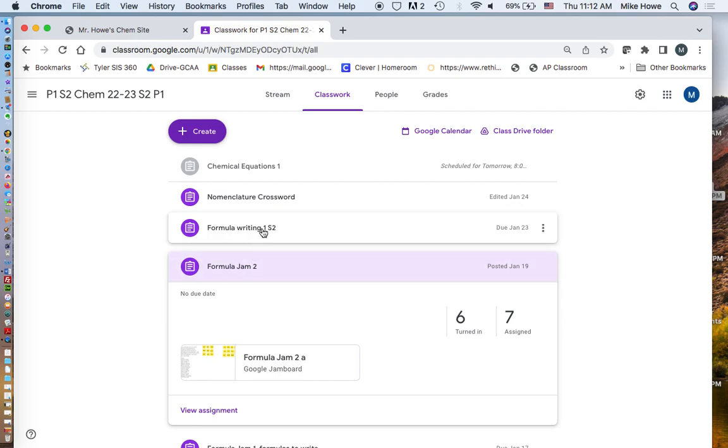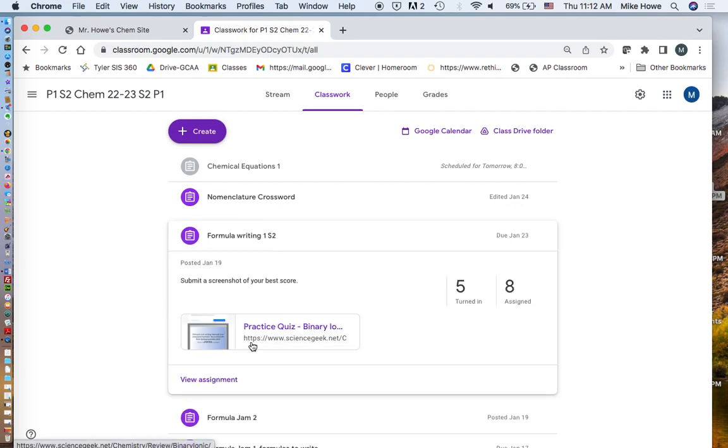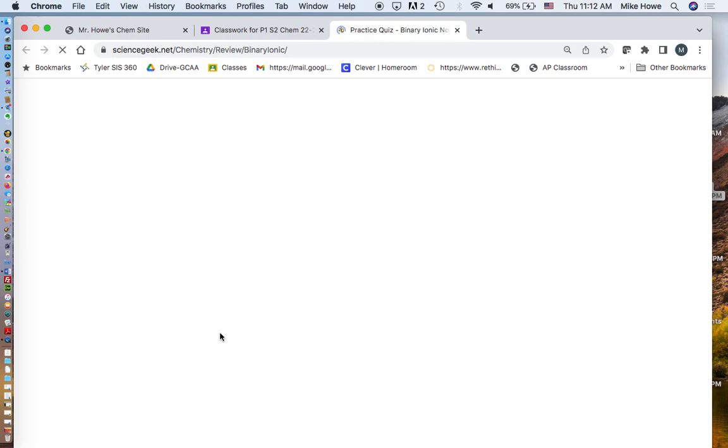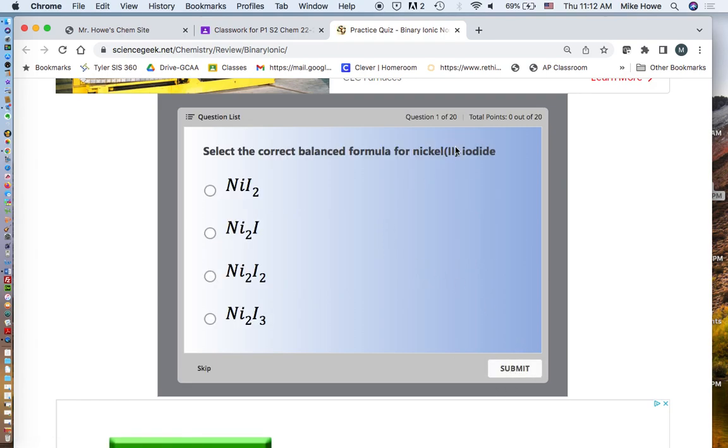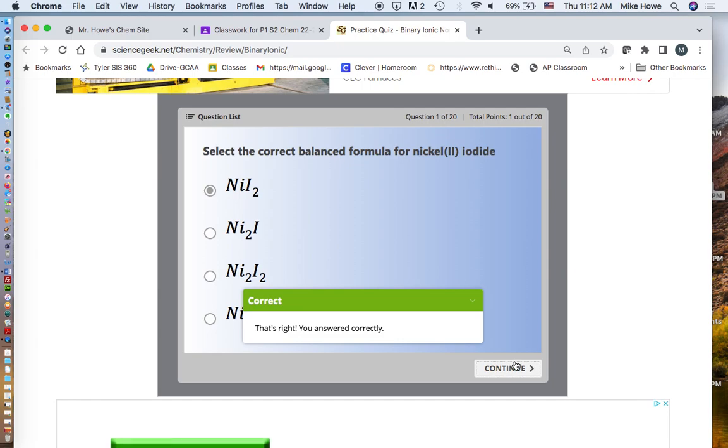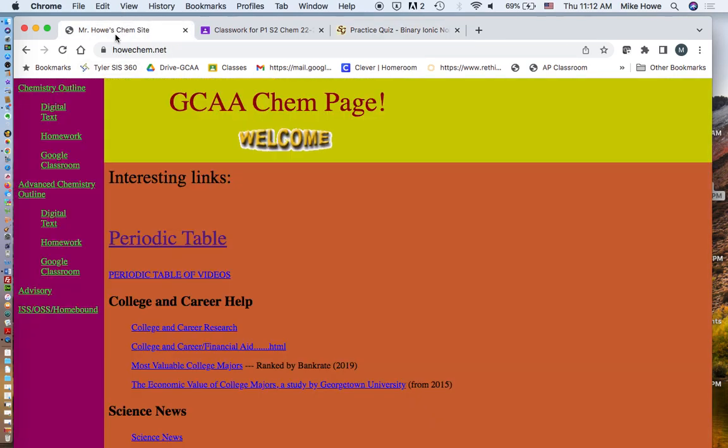After Formula Jam 2, you do formula writing, and I'm going to take a moment to remind you about how to write formulas. You pull up this little guy right here, and you have to consider that the nickel has a +2 charge, the iodine has a -1 charge. So if the nickel is 2 and the iodine's 1, then it's that particular formula. You always have to reason out the charges. If you need periodic tables, get ones that have the charges on them. This is a periodic table.